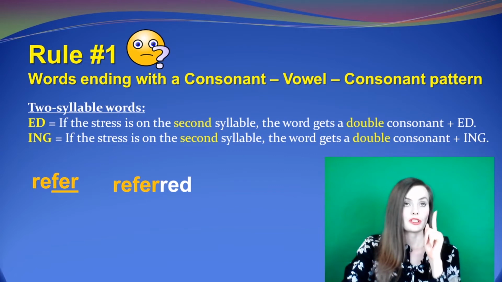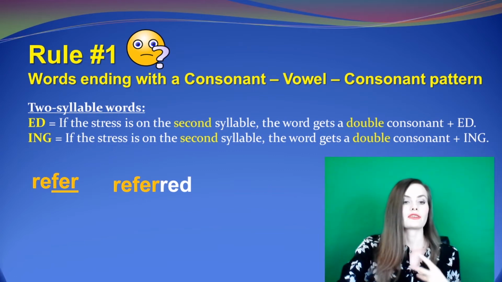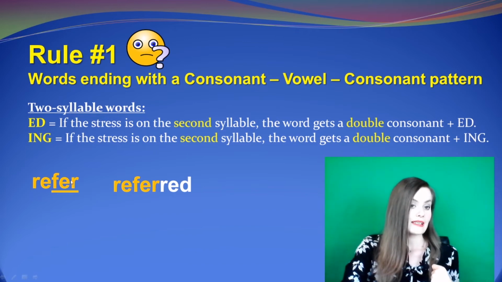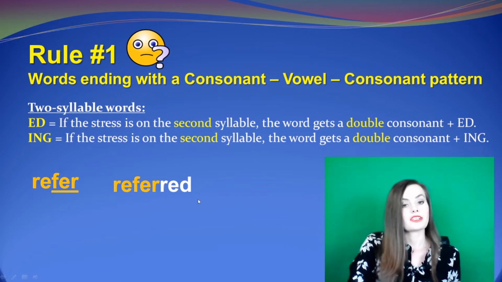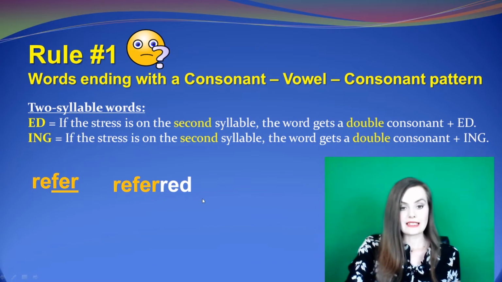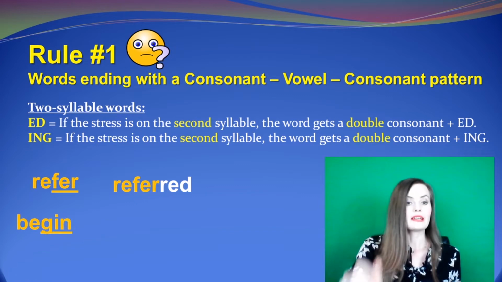That's why we need to be very attentive and we need to add another letter R. In our case, the last consonant is R. That's why we need to double it. And we just get referred. We doubled the letter R and we added ending ed. And we got referred. Let's look at one more example.